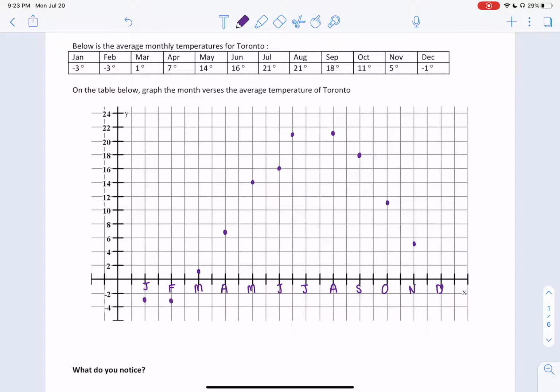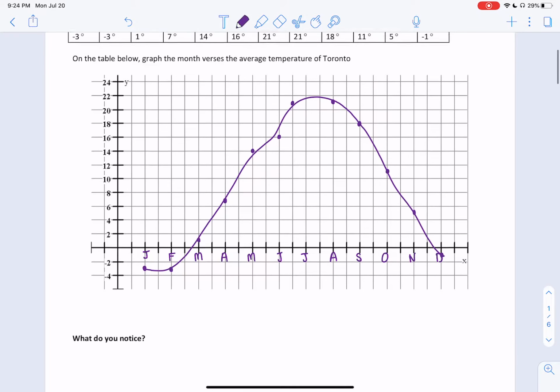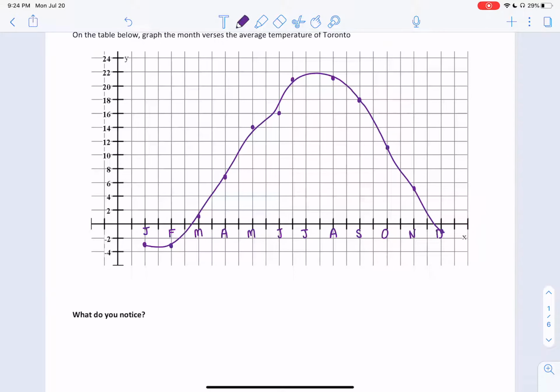So we're going to connect those to try to see a trend. As our year continues, our temperature goes up, hits a peak in the summer, and then goes back down. If we were to continue this graph for another year, what would you expect? Would you expect a similar shape? Would you expect the shape to change? What do you expect here? And those questions are what we're going to be looking at in this unit.